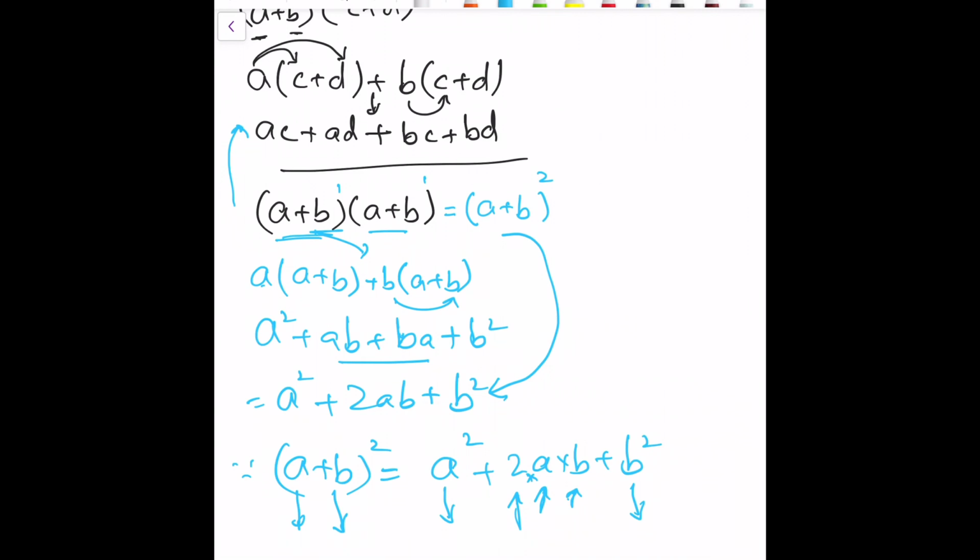So it means a plus b whole squared has 3 terms now: a squared, b squared, and in the middle 2ab. In the other case, if we have a negative between a and b, then the negative is only with 2ab, not with b squared, only with 2ab. So this is what we have.